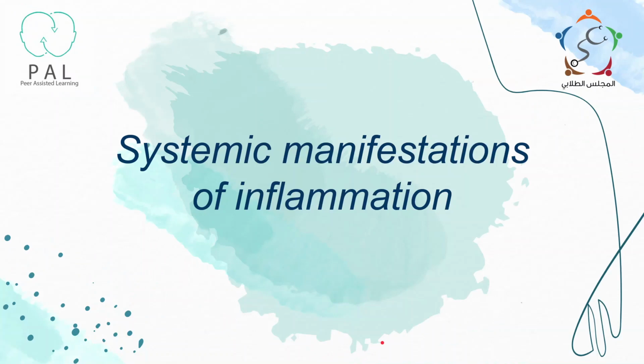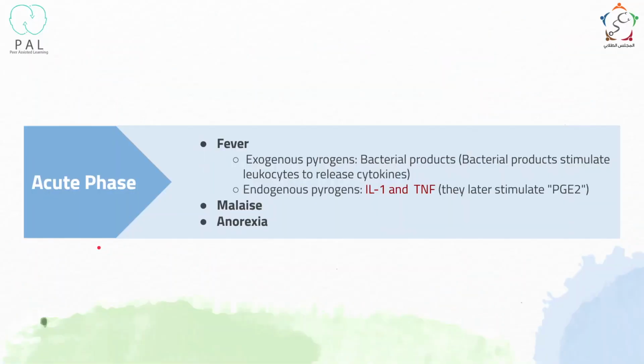So that was the first part of the first lecture. This part is pretty simple, so I'm going to go over it quickly. The systemic manifestations of inflammation are present in both acute and chronic inflammation, so just keep that in mind. Acute phase reaction is the term we use generally for any systemic manifestation. So all of what I'm going to mention till the end of this lecture is an acute phase reaction, which is a systemic manifestation of inflammation.